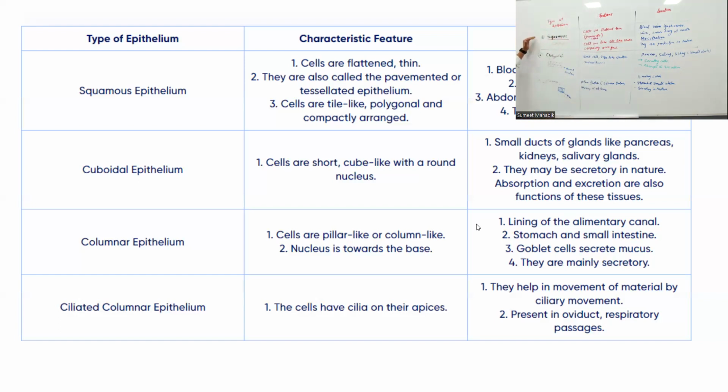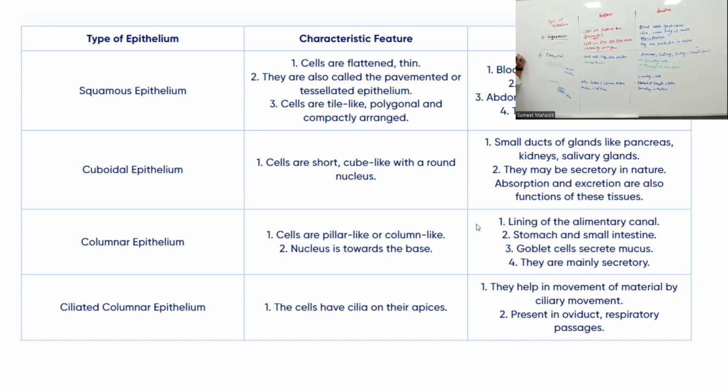So squamous, cuboidal, columnar. In case of squamous, thin-like structure, mostly for the mesothelium, blood vessels, and lymph, where the exchange of gases and materials takes place. Cuboidal are cube-like structures having a round nucleus at the center, especially where secretory function happens. And columnar, pillar-like structure, found in the alimentary canal, stomach, and small intestine, mostly secretory in nature.